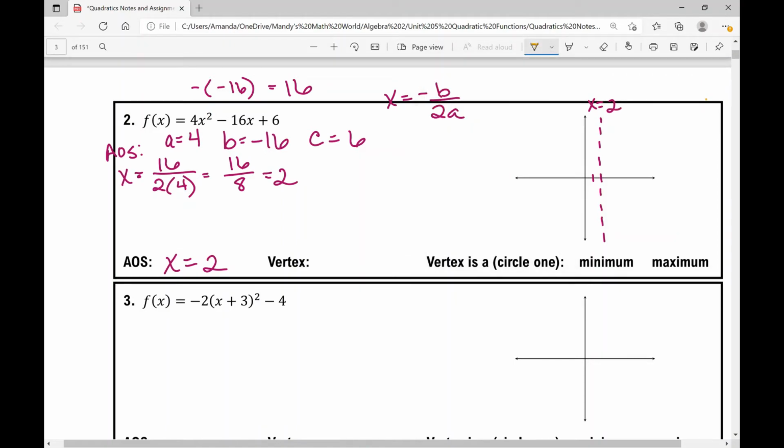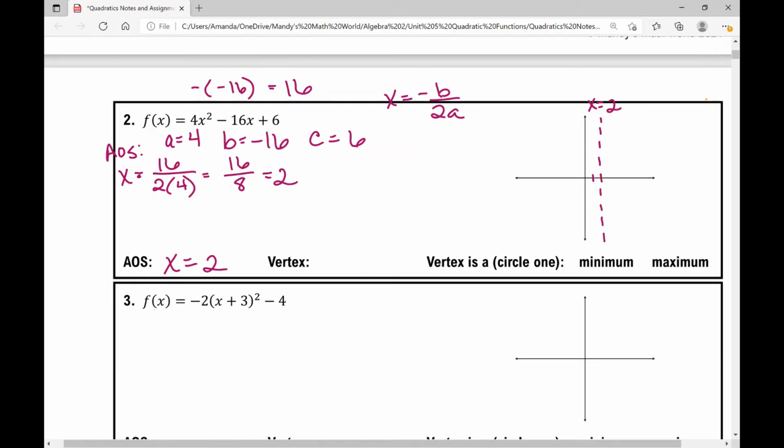And now let's move on to our vertex. So our vertex is going to be, everywhere I see an x value, I'm going to plug in this 2 right here and determine what is the y value when x is 2. So I can actually write it like this.